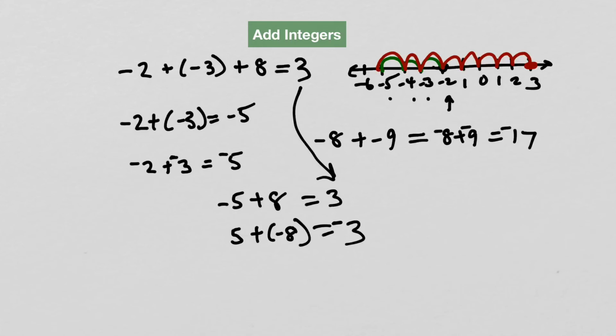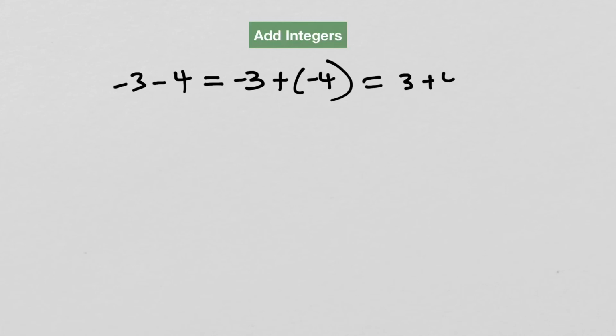Okay, so let's take a look at another example. What happens when we have a negative 3 subtracting a 4? Okay, we're going to rewrite this and say that subtracting 4 is the same thing as adding a negative 4. Okay, so now we know that we can take both terms as positive and say 3 plus 4 is equal to 7, but because they're both negative, the answer is now a negative. Okay, negative 7.